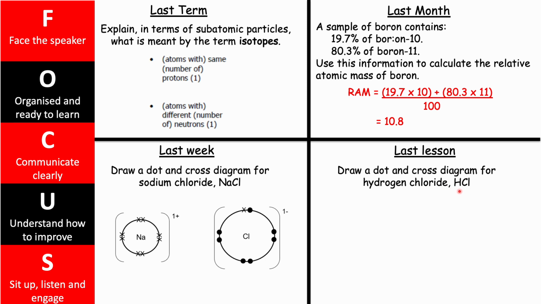So I need a shared pair of electrons in between these atoms, so I'm going to draw a dot and a cross in the middle of them. Hydrogen's now got 2 electrons, which just makes the first shell full, and chlorine has 8 electrons, which makes that outer shell full. So both of them are now stable.